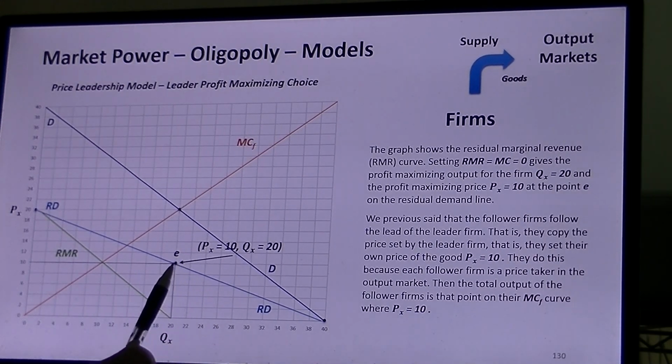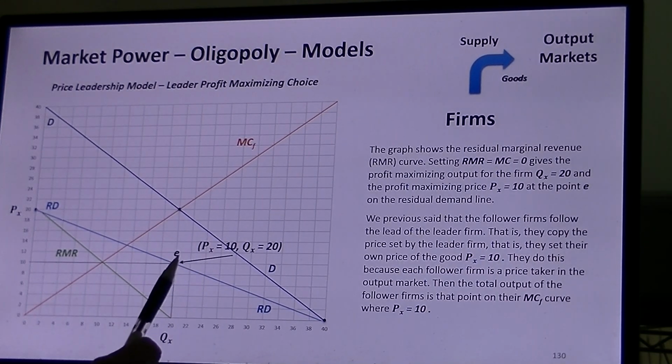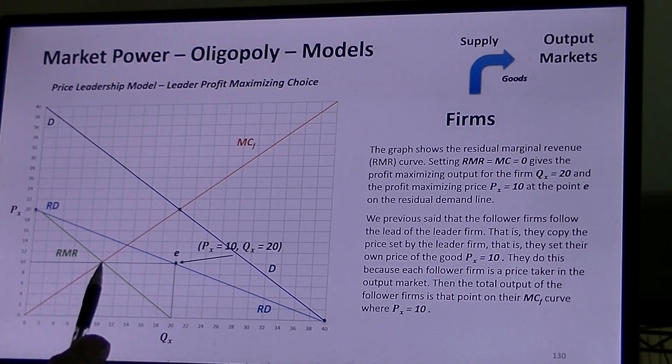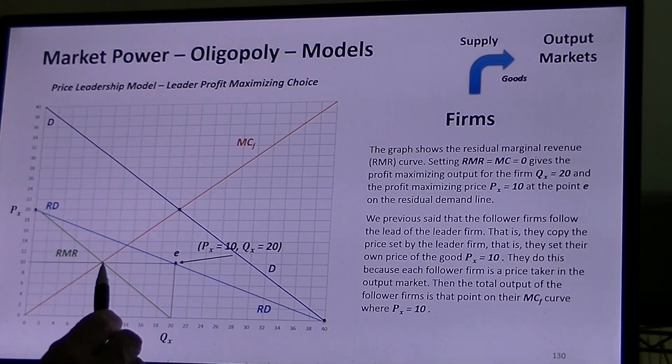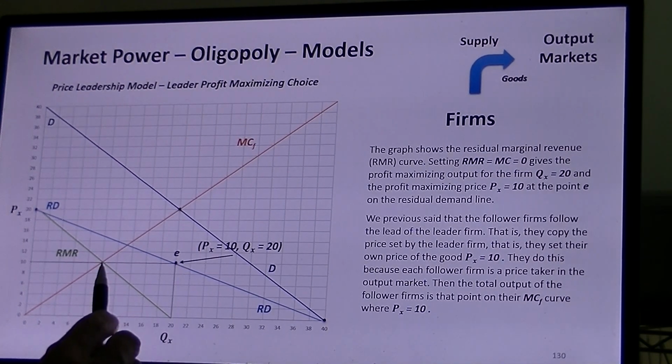The residual demand curve says that the leader firm has monopoly pricing power by selling 20 units at a price of 10. Then the remainder of the market is 10. 30 minus 20 is 10. So the follower firms sell their good at a price of 10, and they're willing to sell 10 units of the good.